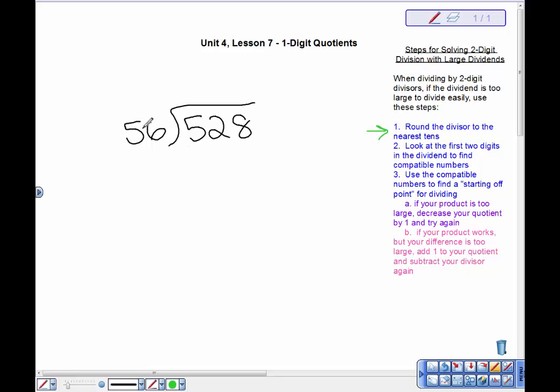First thing I want to do is take 56 and round it to the nearest tens, which is 60. I'm going to use the 6, and I want to look at the first 2 digits in the dividend, which is 52, to figure out a compatible number. Now, I want to figure out a number close to 52 that can evenly be divided by 60. Hopefully you guys can do that in your head, and if not, we can skip count. When in doubt, skip count. So I'm going to count by sixes, and I'm going to keep going until I get bigger than 52.